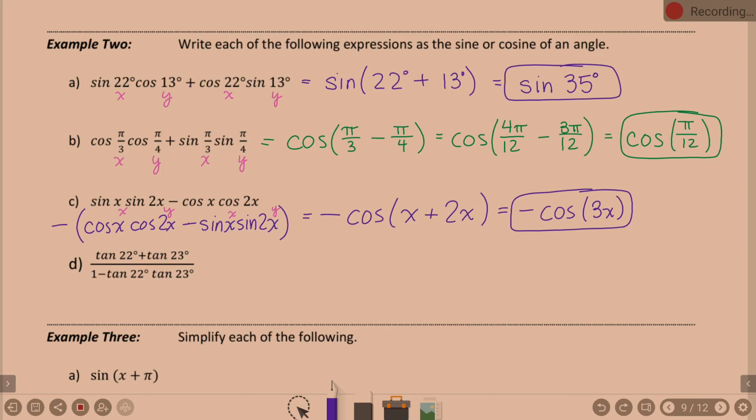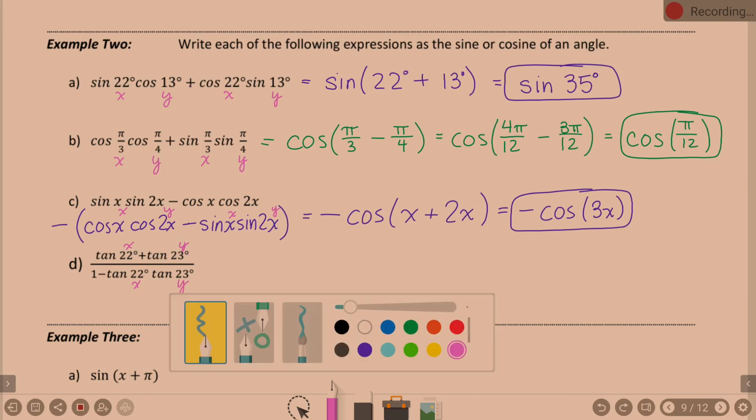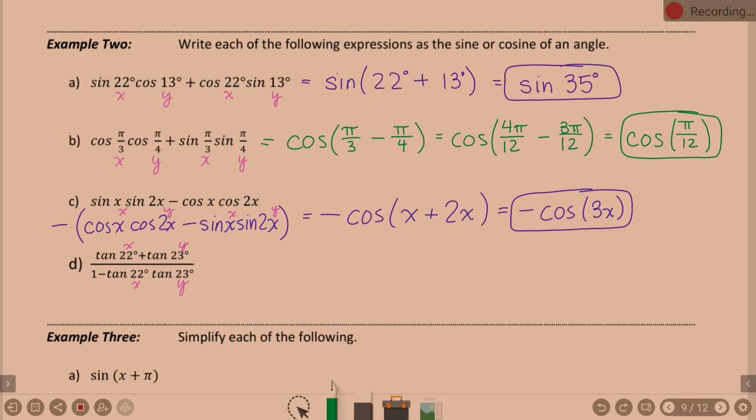to make it work. Okay, what about D? Is D fairly obvious? D is which identity? Tangent. What are my x and y values? 22 and 23. So we're going to set this up as tangent. So it's tangent x plus tangent y over 1 minus tangent x tangent y. So this is going to be tangent of 22 degrees and 23 degrees.